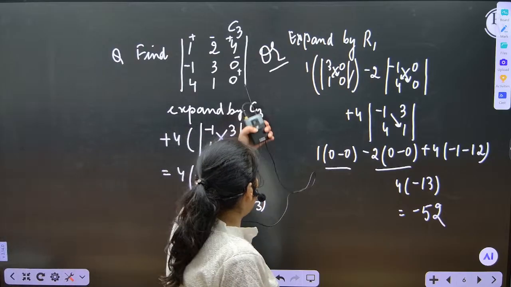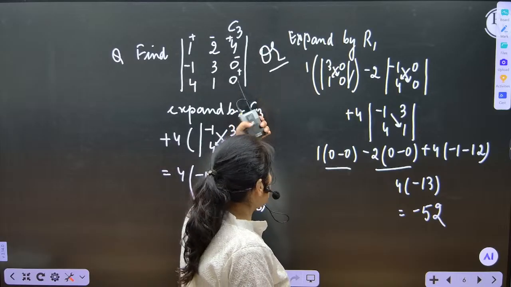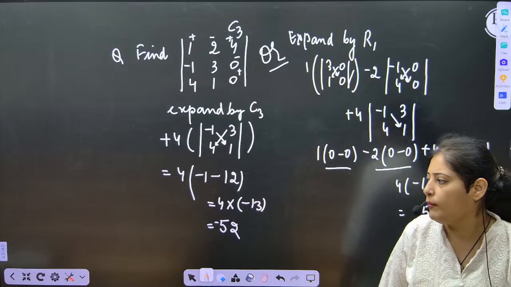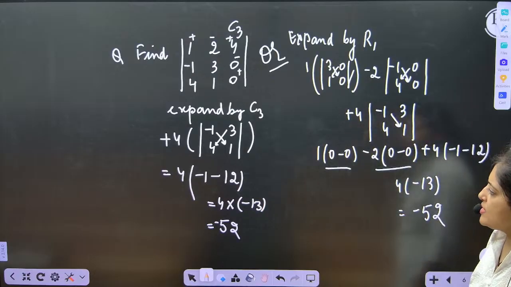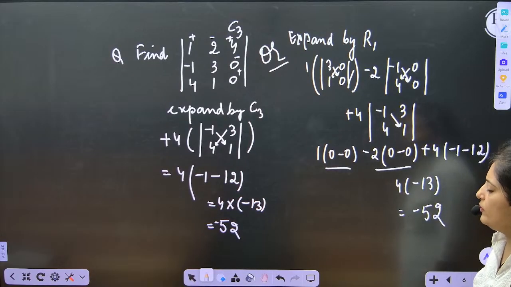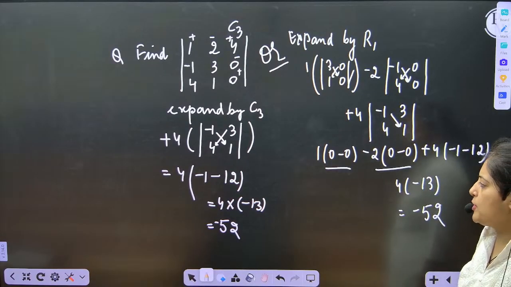So try to expand wherever the maximum number of zeros are there. That's why I first started with column 3. One more question.